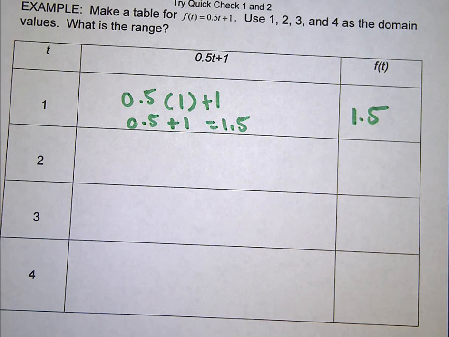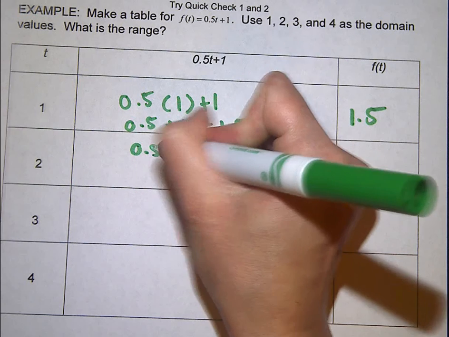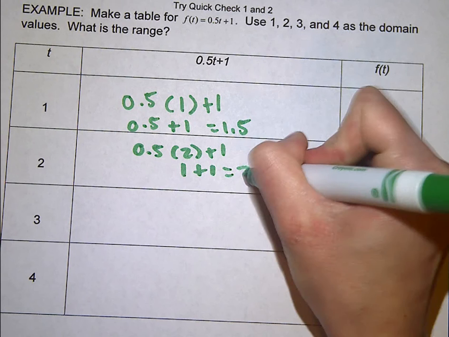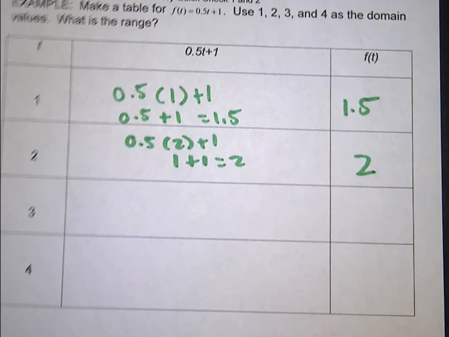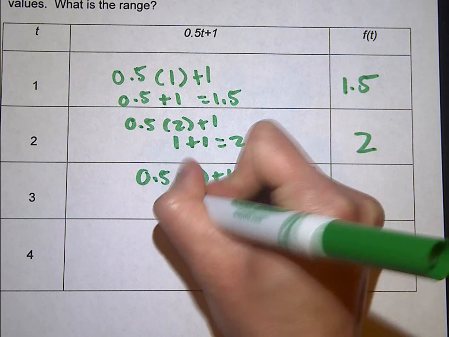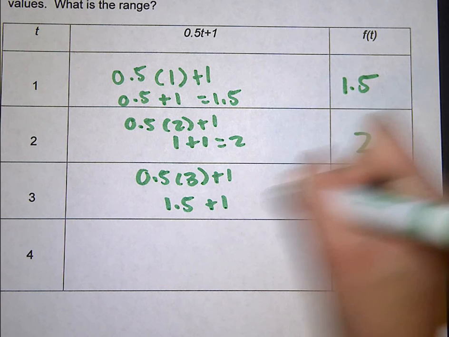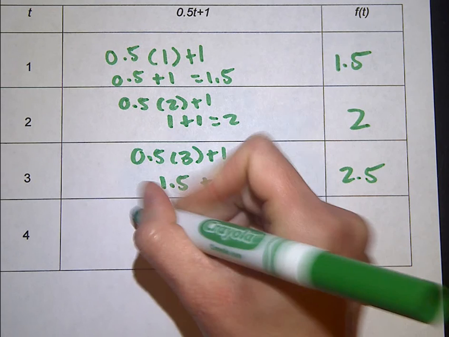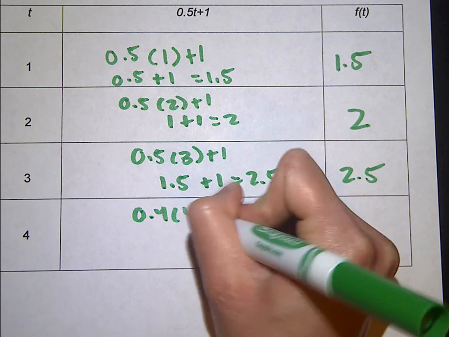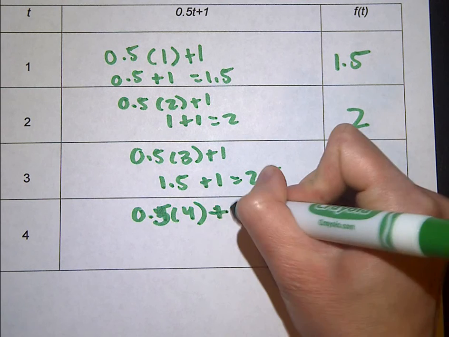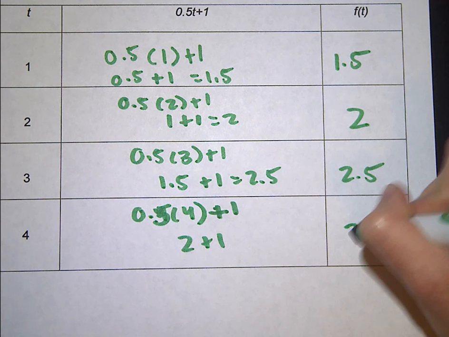Okay, now I'm going to go ahead and try my next one. So I do 0.5 times 2 plus 1. So this is 1 plus 1, which is 2. So I put 2 over here. Now I'm going to do 0.5 times 3 plus 1, which is 1.5 plus 1, which is 2.5. And I'm sure you're guessing what our next one's going to be. This is 0.5 times 4 plus 1, so that's 2 plus 1, which is 3.